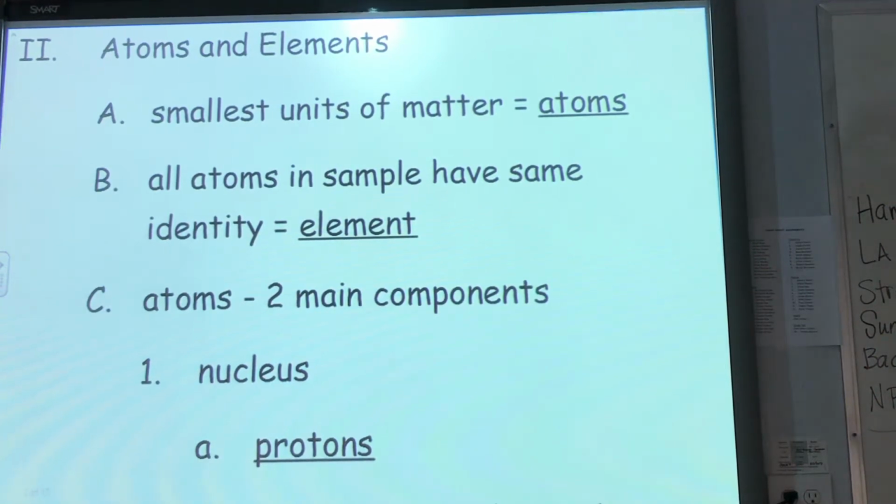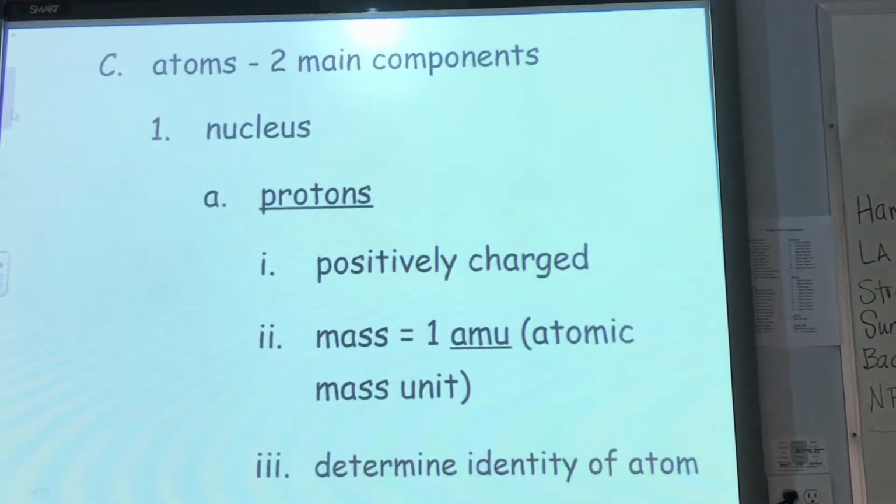All right, so let's look in depth at atoms here. There are two main components of an atom. The first main component of the atom is its nucleus. Inside the nucleus live a couple of subatomic particles that you need to know. There are other things as well, but these are the main ones that I want you to know for this class. The first subatomic particle is a proton. A proton is a positively charged particle with a mass of 1 AMU. AMU means atomic mass unit.